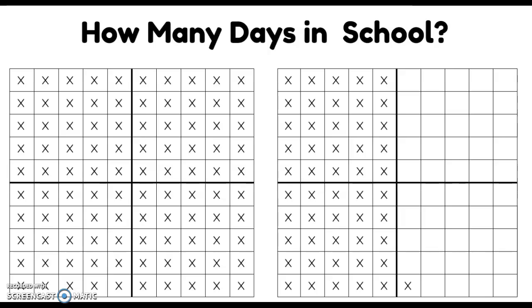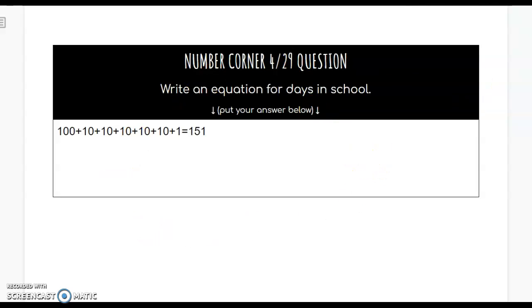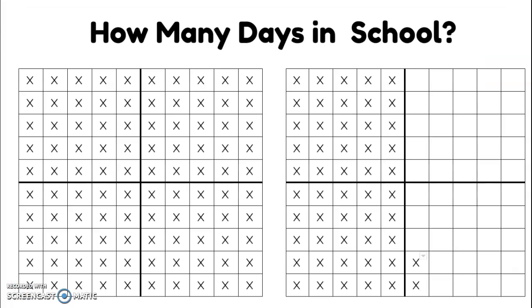Yesterday we had 151 days in school. Let's see what today is if we have one more day in school. So before we do that, I just wanted to share some of our equations. Here is one of our equations from yesterday. 100 plus 10 plus 10 plus 10 plus 10 plus 10 plus 1 equals 151. Awesome job, Miss Cece. And let's take a look at one more. And another one, 100 plus 51 equals 151. Great job, Yokobe. So let's take a look at today's.